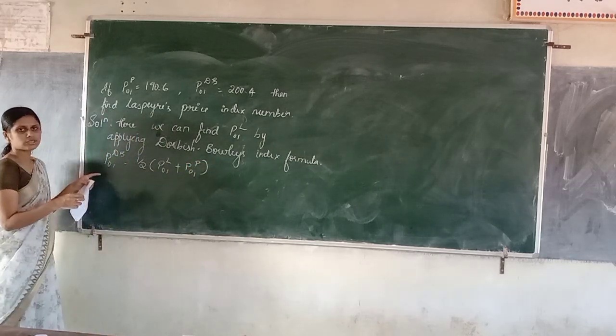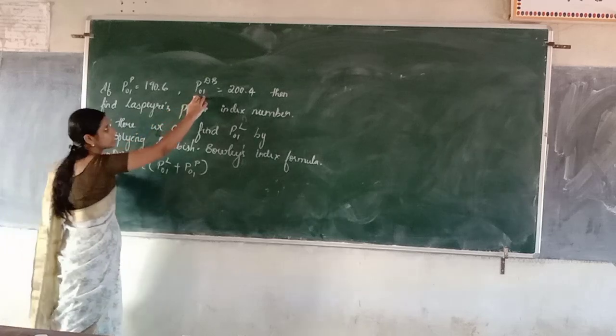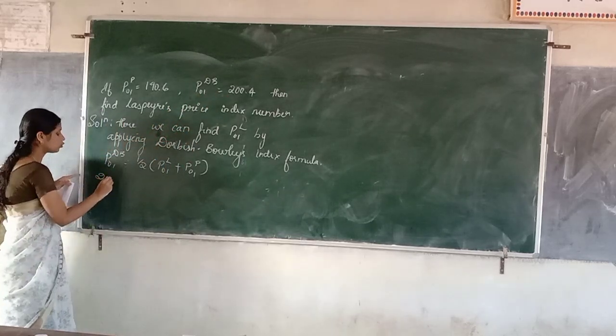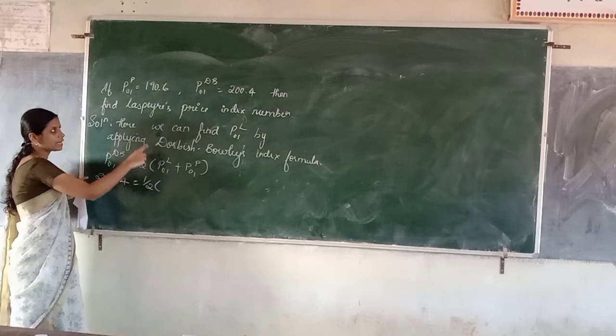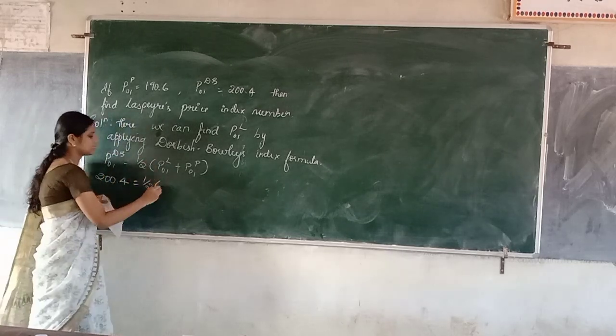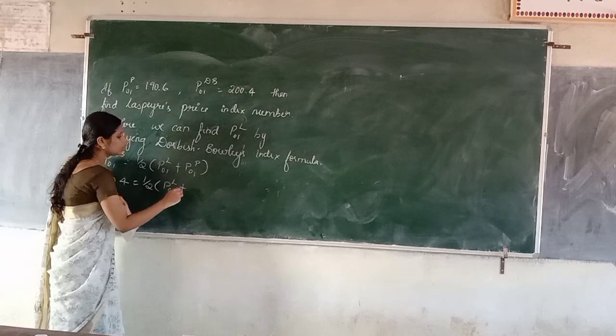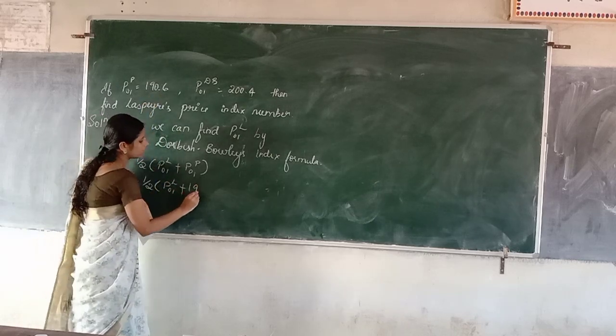Now we will substitute the values. Darvish-Wallace price index number is given. It is 200.4, which is equal to half of last year's price index number, which we have to calculate. So write as it is: last year's price index number plus past year's price index number, which is 190.6.